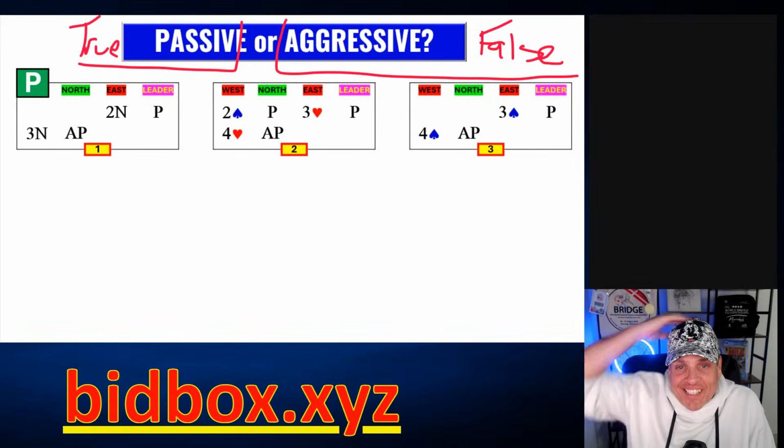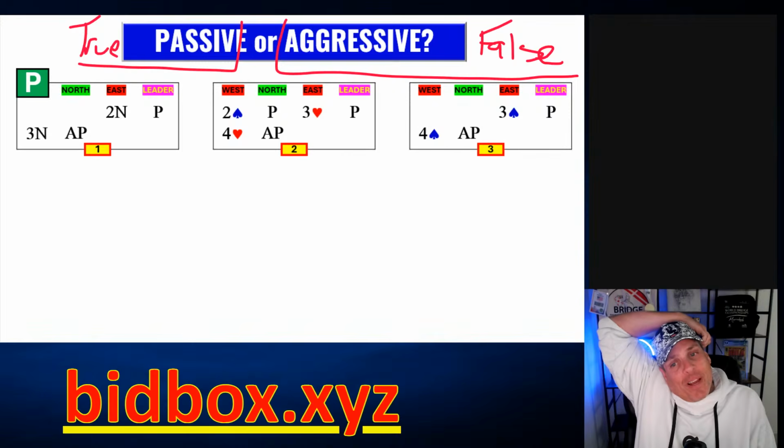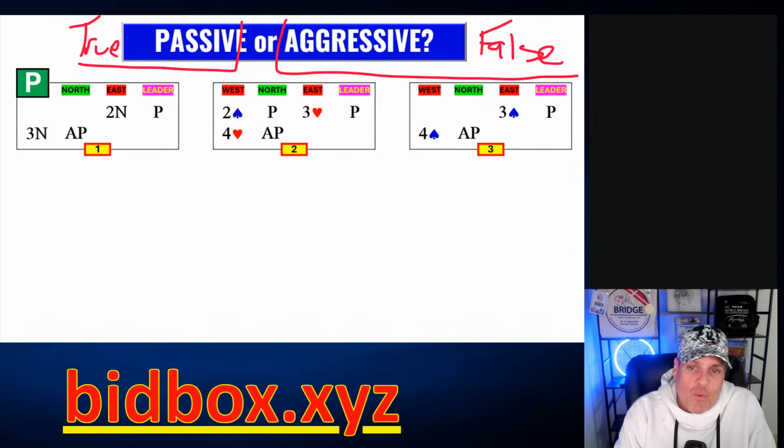So next case and last one on this line, number 3, 3 spades by East, pass, 4 spades. Aggressive or passive? Passive or aggressive? And sorry, there's the question, folks. Apologies.